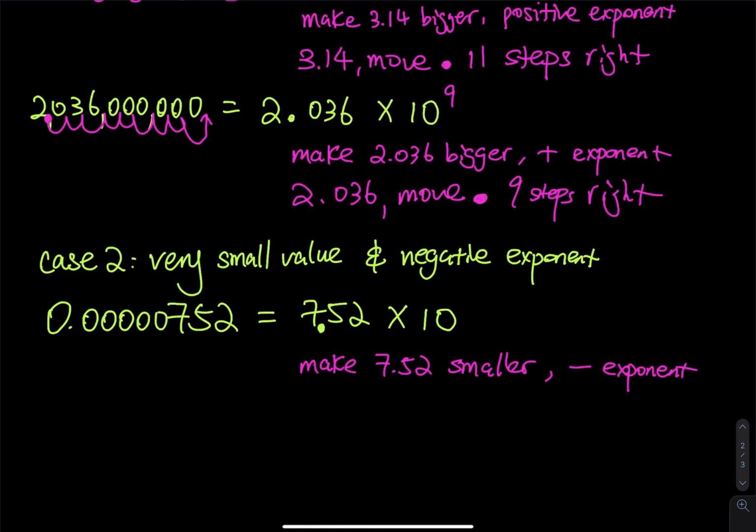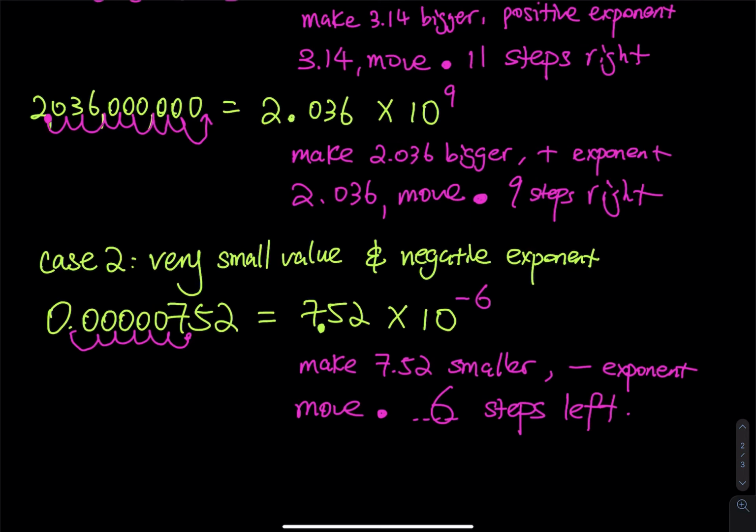All right, so that means you have to move the decimal point a few steps to the left. How many? Here is how many. Starting at 7.52, let's count. 1, 2, 3, 4, 5, 6. So that is 6 steps. So that is 6 steps to the left. Then this will be a negative 6.